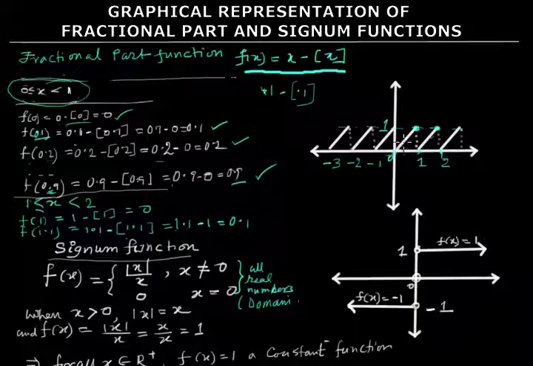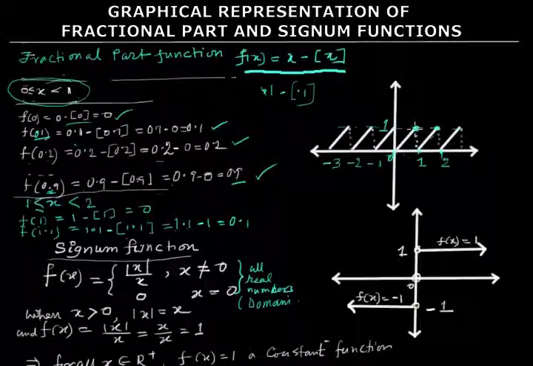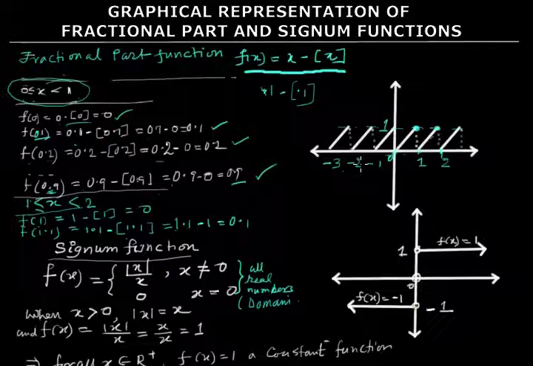So plotting the points, we get a straight line starting from 0, bisecting the first quadrant, up to but not including 1. When x is 1, it goes to the next range. Here when x is 1, the value is 1 minus 1, which is 0. So it drops to this point.